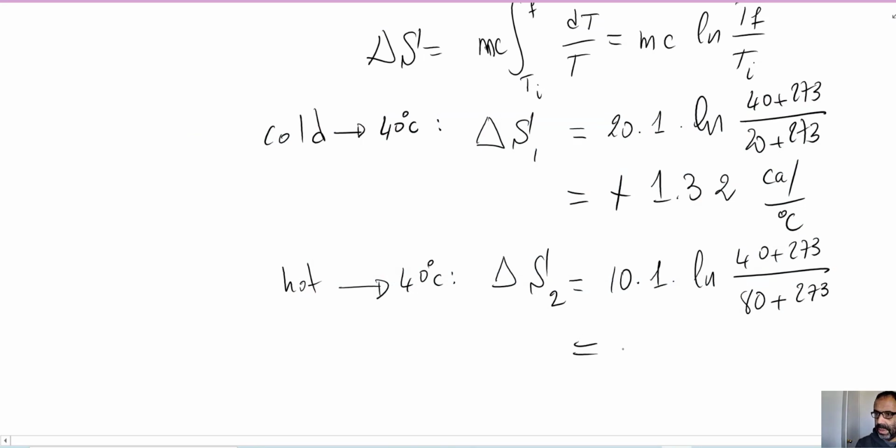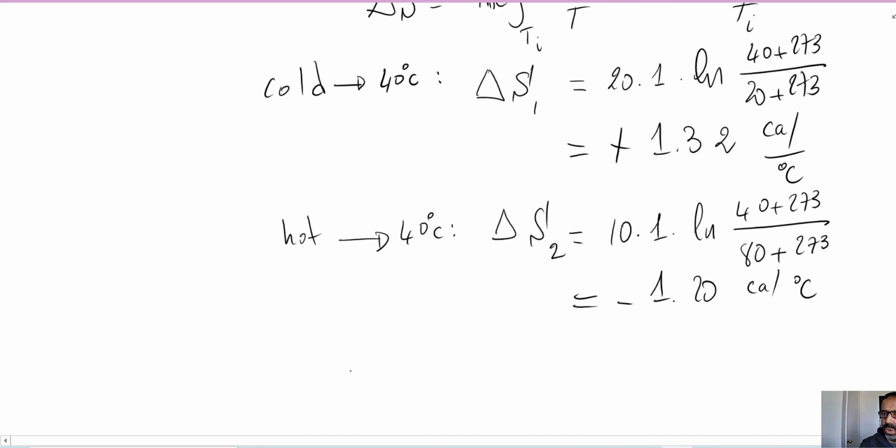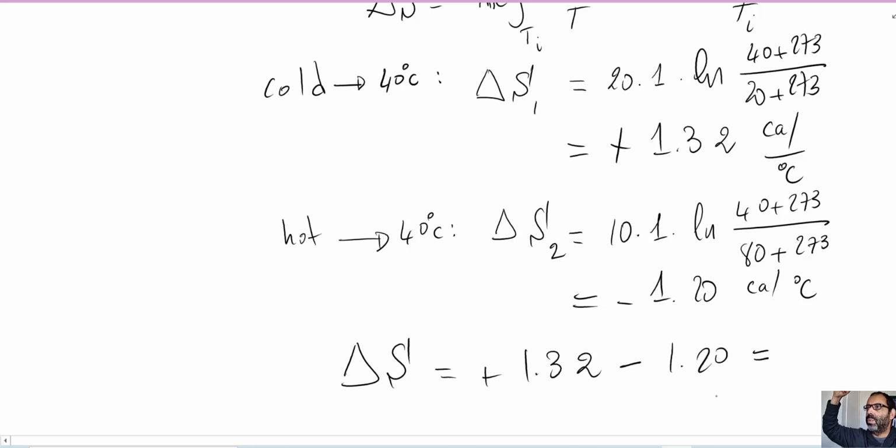So this number is negative 1.20. Again, keep the same units for the sake of argument in here. So the entropy for the entire universe now is, there are only two of them in this case, only the first and the second. So it's going to be a positive 1.32 minus 1.20. So for one of them the entropy went up, the other one went down, but the entire universe must have gone up by an amount which is 0.12 calories per degree Celsius.